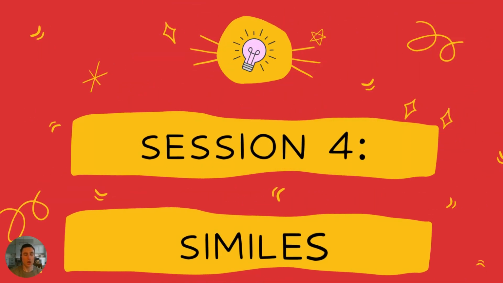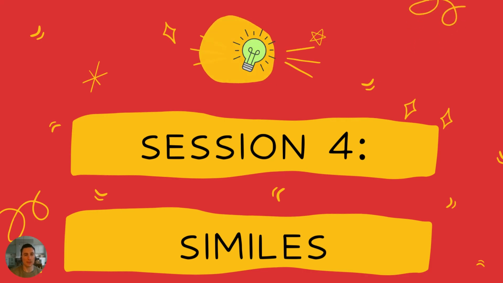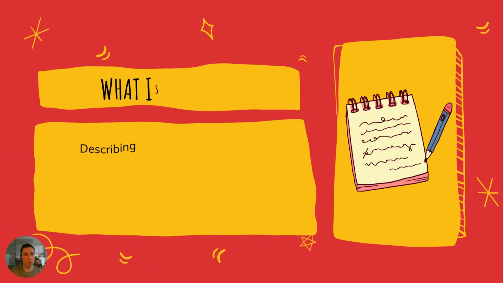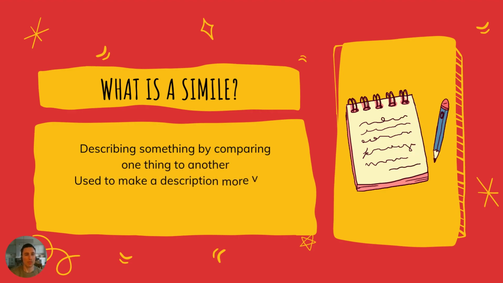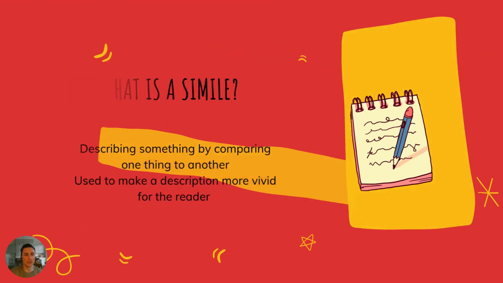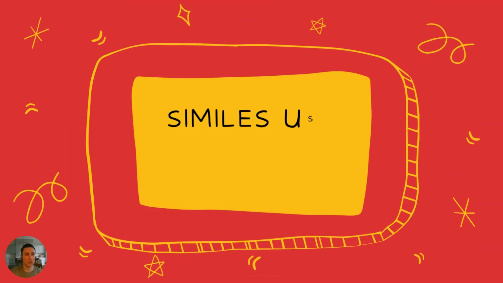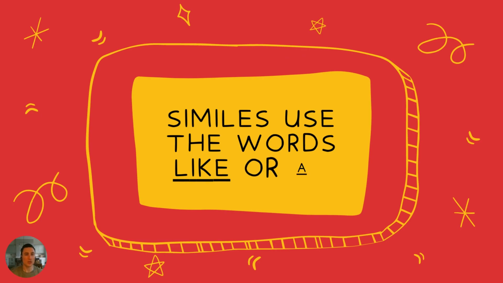In today's video, I'm going to be showing you how to use similes, a really effective tool for describing things. So what is a simile? Well, a simile describes something by comparing one thing to another, and it's used to make a description more vivid for the reader. You can identify similes because they use two key words. They'll either use the word like or as.